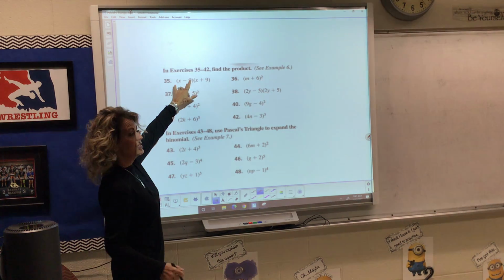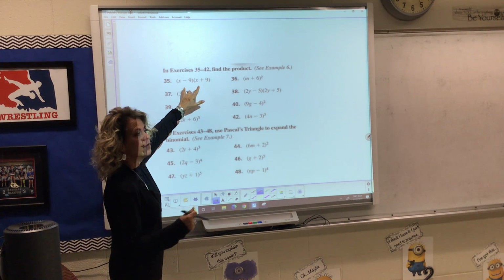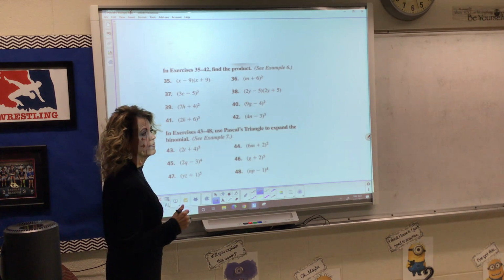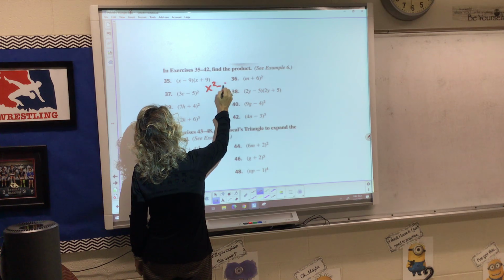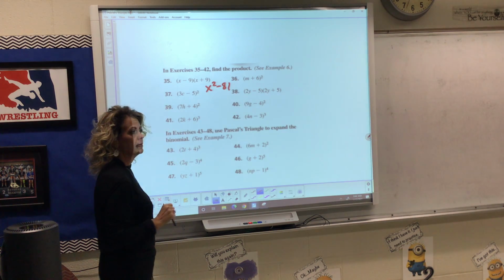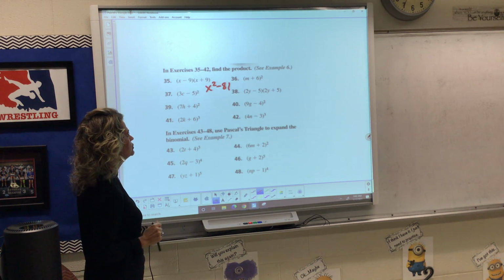So, this right here, difference of two squares. We should kick it out right now. What's the answer? X second what? Minus 81. Okay. No problem, yeah? Okay, difference of two squares.